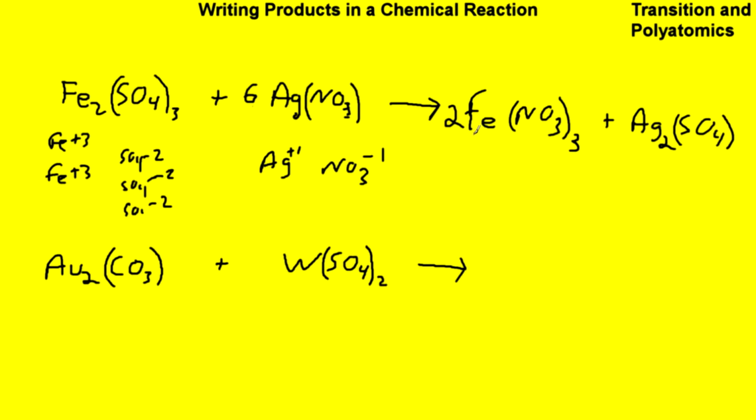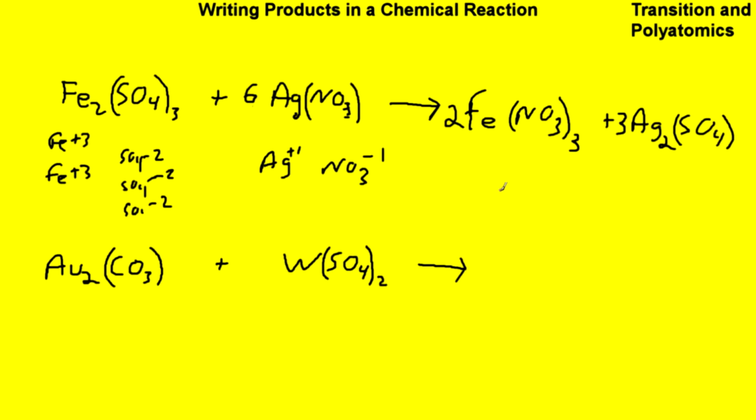Okay, because we have 6 nitrates. Now we have 6 silver, so we got to go here with the 3. That gives us 3 sulfates, 2 irons, 2 irons. We're done. There's our balanced equation. Iron sulfate. Technically, this is iron 3 sulfate. Silver 1 nitrate is going to make iron 3 nitrate and silver 1 sulfate.